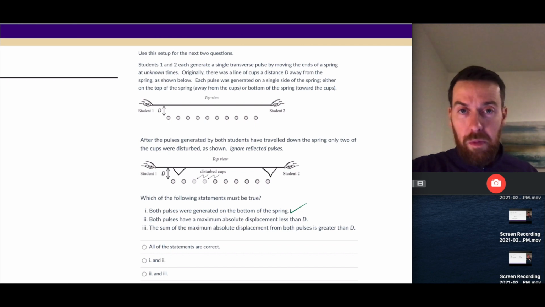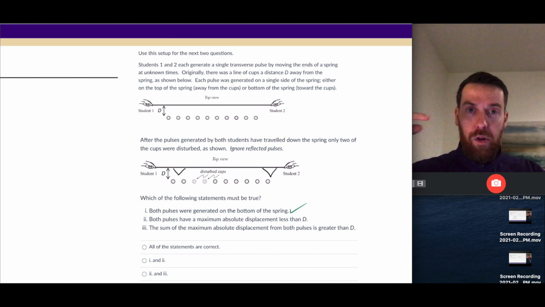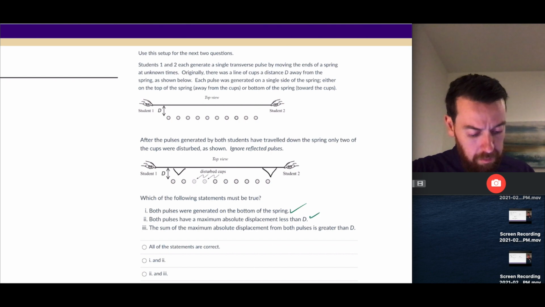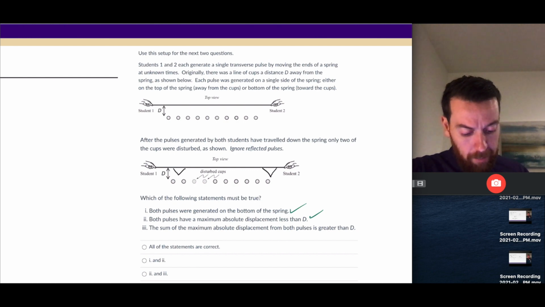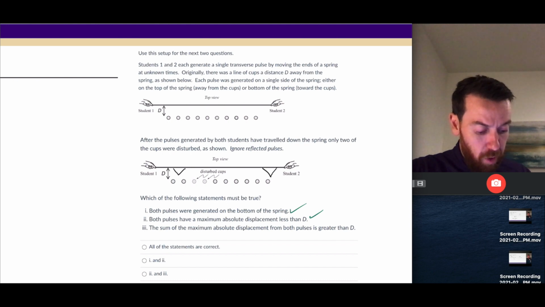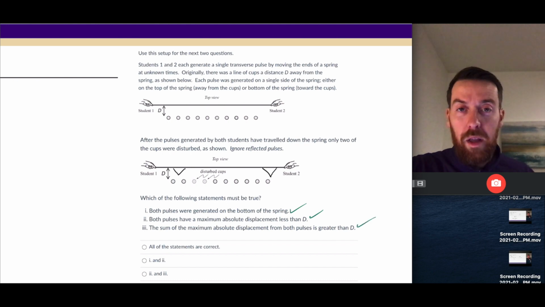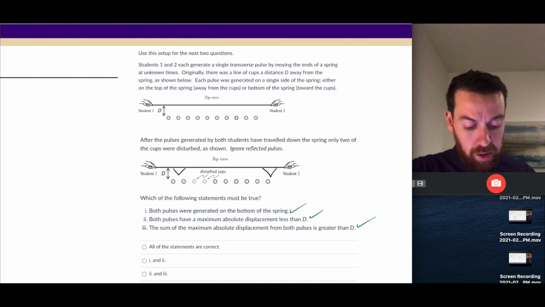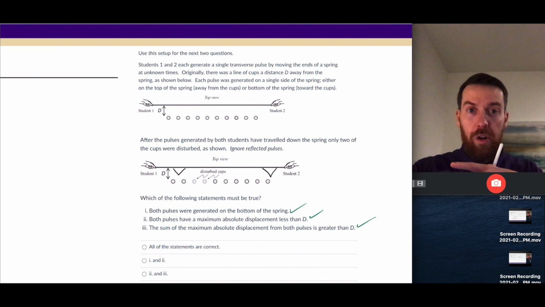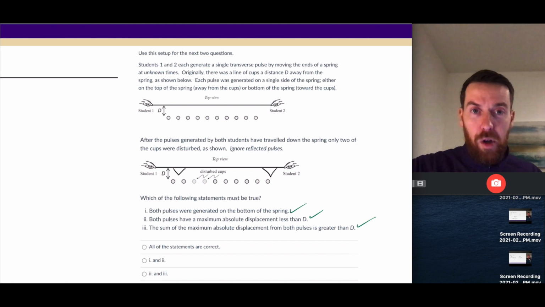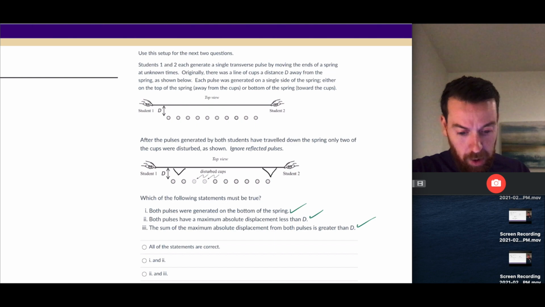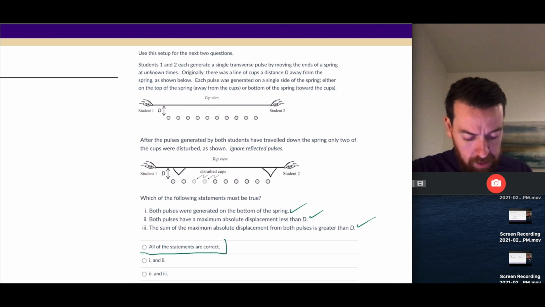So since only 2 of them are knocked out, both pulses have to run underneath the cups, but at some point they're going to overlap, create constructive interference, and knock out a small number, in this case 2 of them. So the sum of the maximum absolute displacement from both pulses is greater than d. That is true because we know that they constructively interfere at some point, knocking out 2 cups. They move through each other, coming back down below the distance d, and leave the rest of the cups undisturbed. So for question 18, all of the statements are correct.